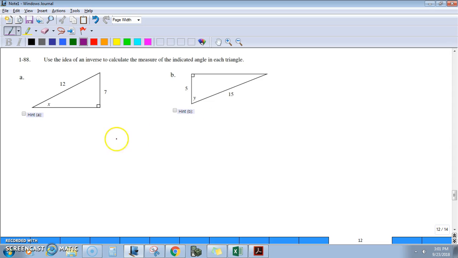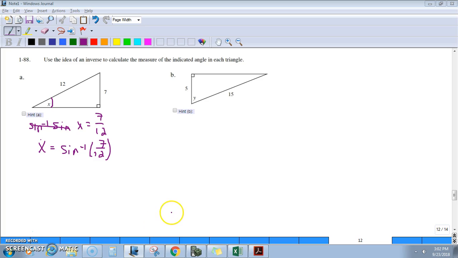Use the idea of an inverse to calculate the measure of the indicated angle in each triangle. So what are we talking about? We're talking about sine. So the sine of x is equal to 7 over 12. Okay, so in your calculator, remember if we take the inverse sine of both sides, then we just have x is equal to the inverse sine of 7 over 12. And if you put that into the calculator, let's see what we come up with.